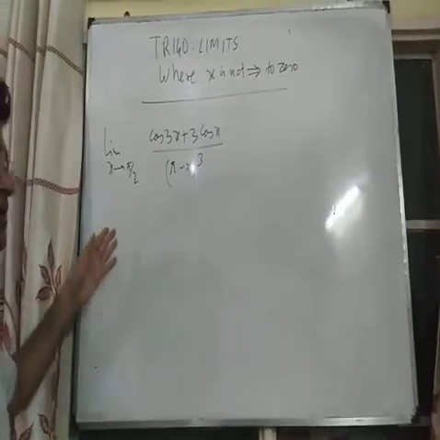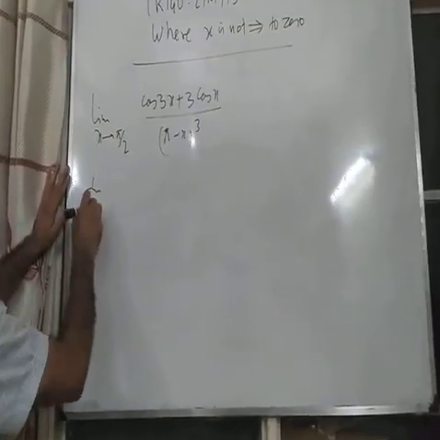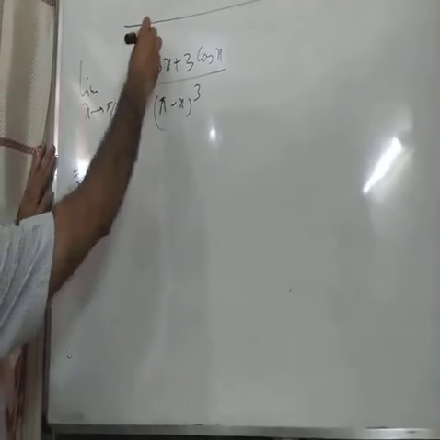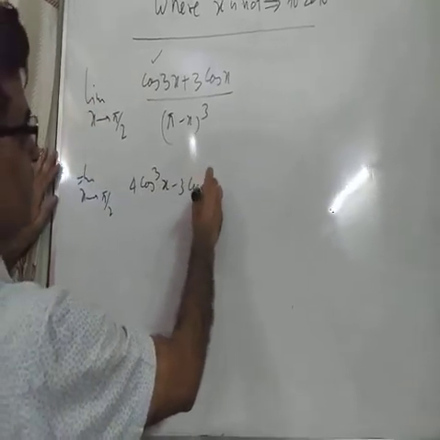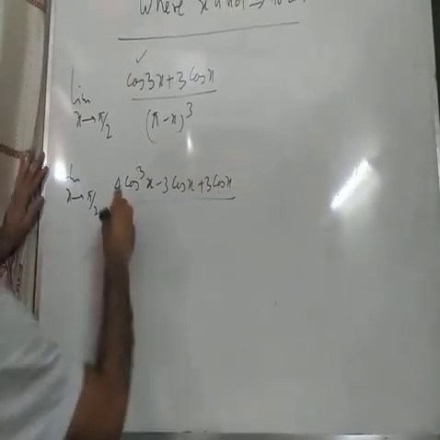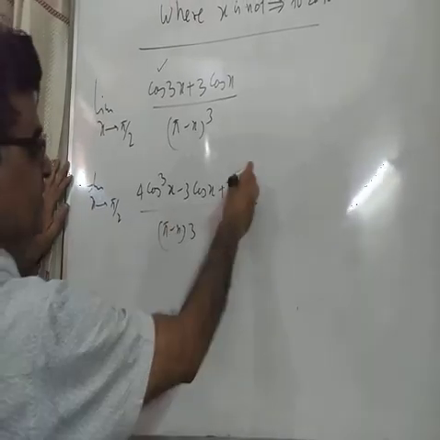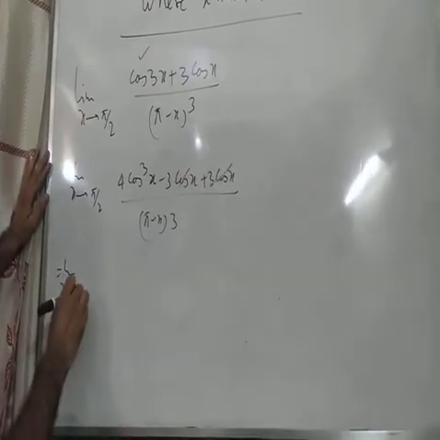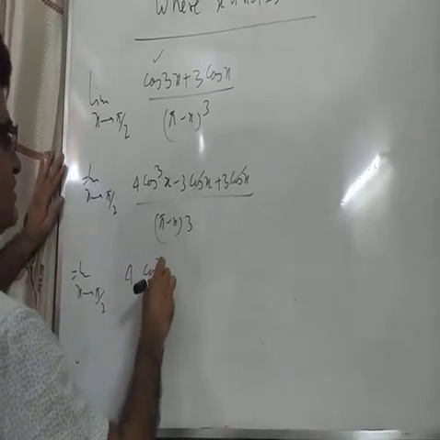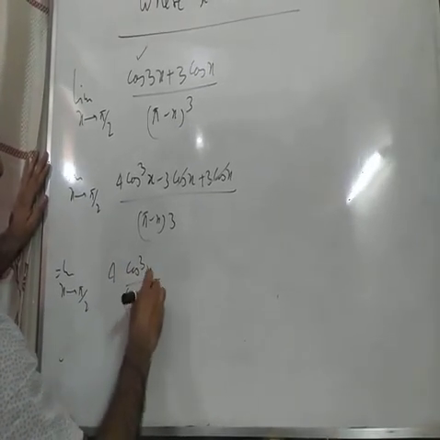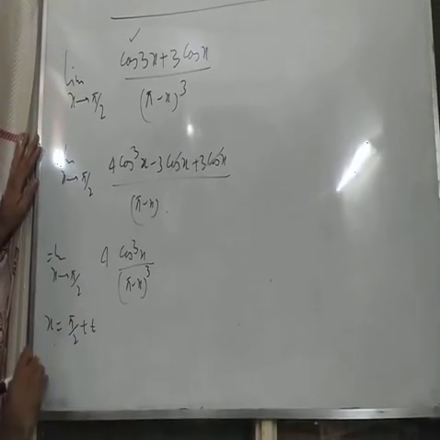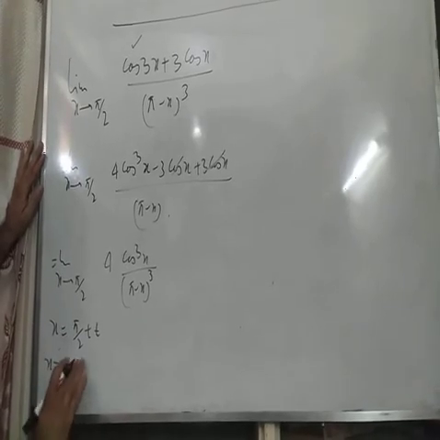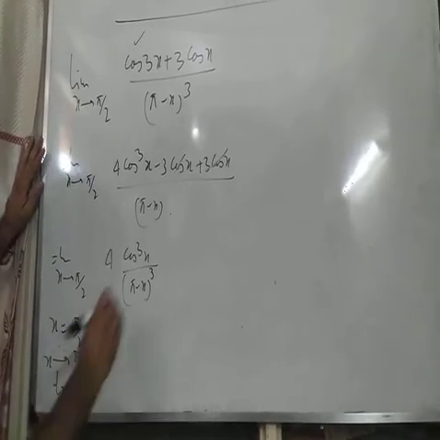Then how to solve these kind of questions? First of all, limit x tends to pi by 2, we are writing the formula of cos 3x. It is 4 cos cube x minus 3 cos x, plus 3 cos x, upon (pi minus 2x) whole cube. This and this get cancelled. So limit x tends to pi by 2, this is 4 cos cube x upon (pi minus 2x) whole cube. Again we are taking let x is equal to pi by 2 plus t. When x is tending towards pi by 2, then t will tend towards 0. So we are solving this question here.